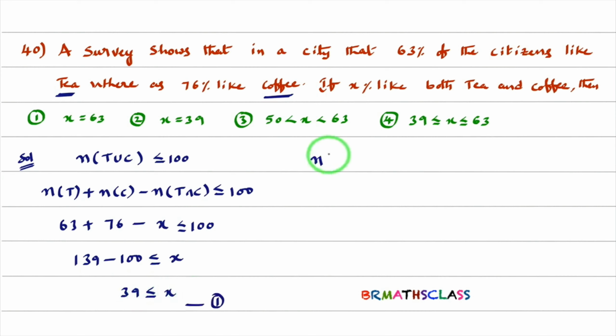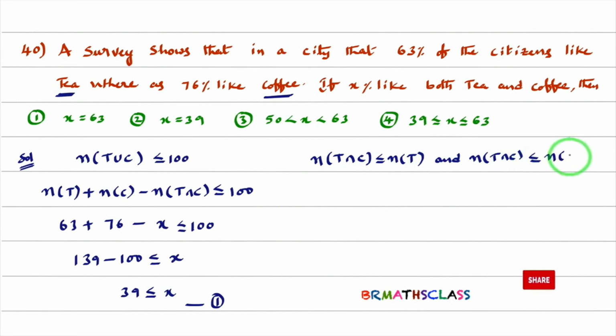From the synopsis, we know this result, or from the Venn diagram, we can easily understand this. N of T intersection C is less than or equal to N of T, and N of T intersection C is less than or equal to N of C. Here, T intersection C is given as X. So, N of T intersection C, I'll write X. X is less than or equal to N of T.